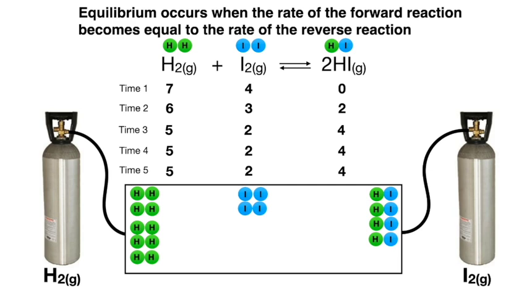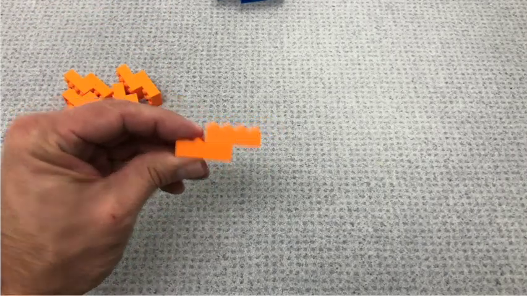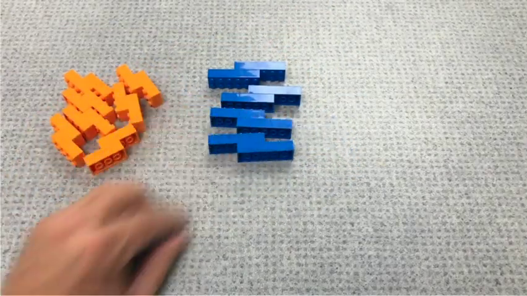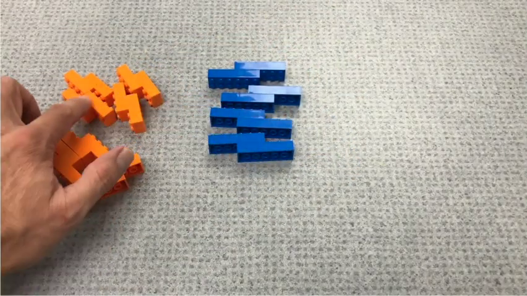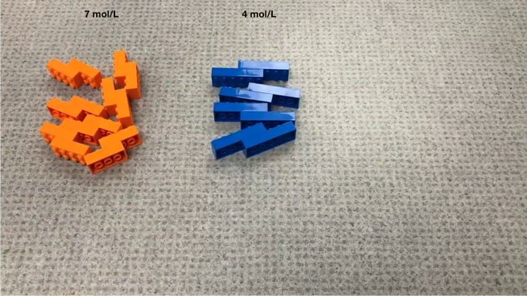Here it is shown another way with Lego. Here is my first 2-minute Lego video. Ready? Here's another way to look at equilibrium. I used to play with Lego when I was a kid. So there's H2, see? 2 orange, or 2 H's put together. Here's I2, 2 I's. Let's count them. 1, 2, 3, 4, 5, 6, 7 moles per liter of H2, 4 moles per liter of I2.